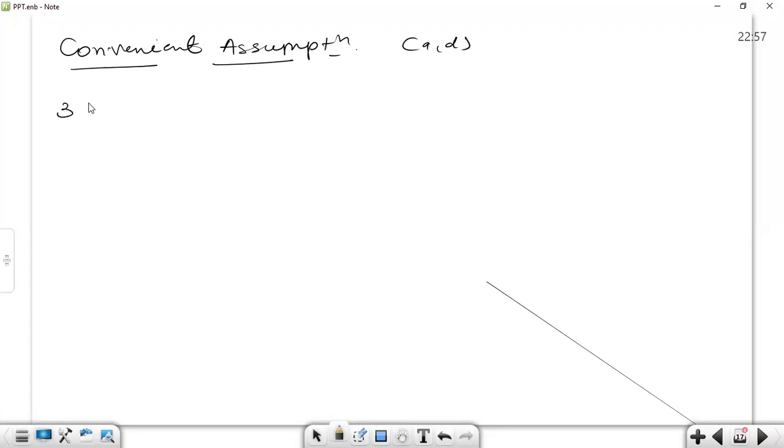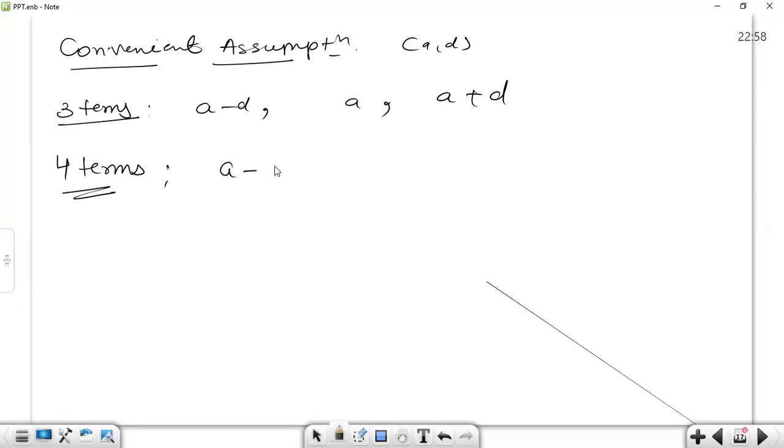If we have to assume three terms, then we may do so by a minus d, a and a plus d. The common difference is d everywhere. If we have to assume four terms, then we have to do something different: assume terms with a difference of 2d. The difference between all of these terms is 2d.